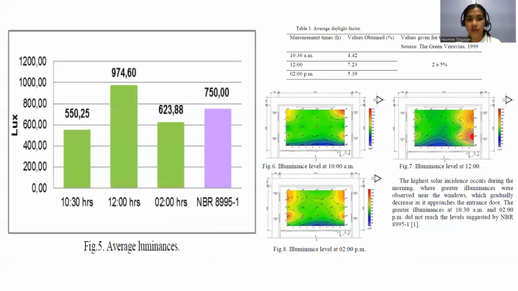So these are the quantitative data. We have here figure 5, the average luminances, showing the luminance levels at different times. The highest solar incidence occurs during the morning, where greater luminances were observed near the windows, which gradually decrease as it approaches the entrance door. The greater luminances at 10:30 a.m. and 2 p.m. did not reach the level suggested by NBR.